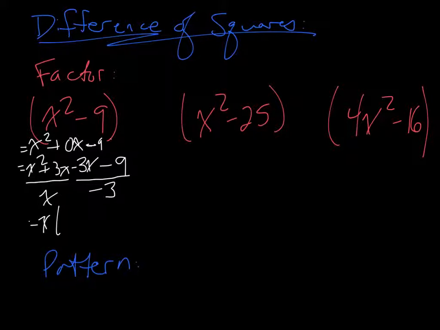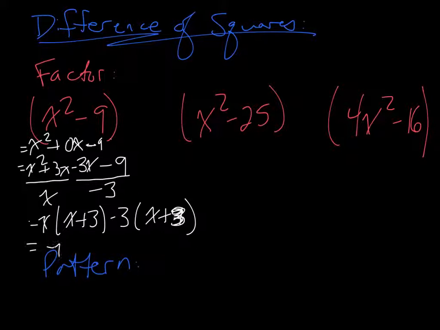I'll go x, bracket, x plus 3, and then negative 3, x plus 3, and I'll factor out the common factor, so I'll get x plus 3 factored out. Then I'll look here and ask what's left over, and I know that I've got x minus 3 left over.